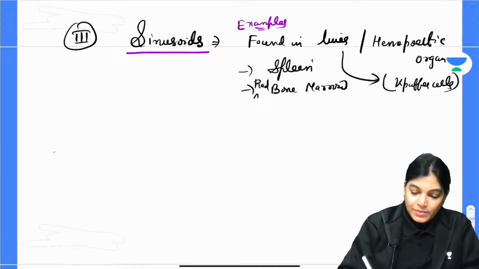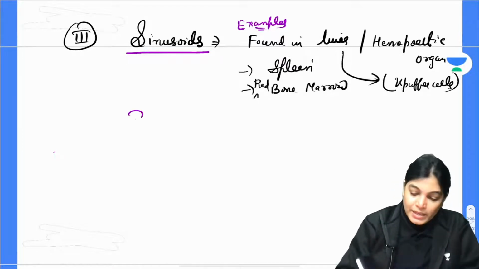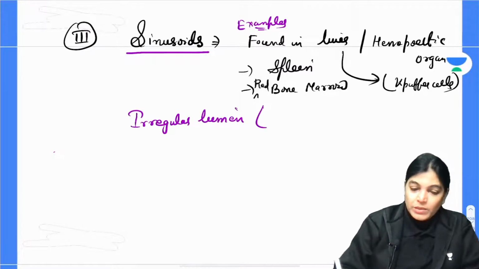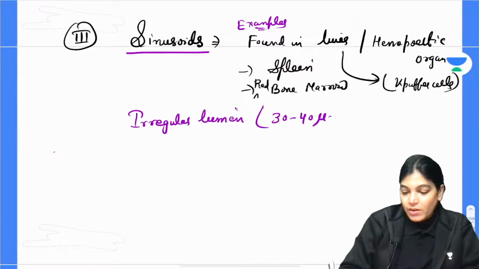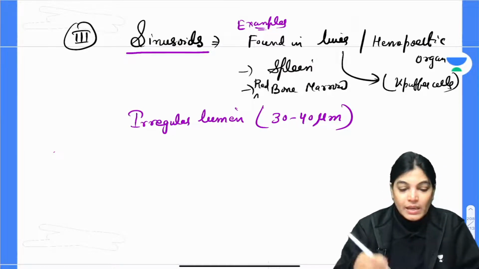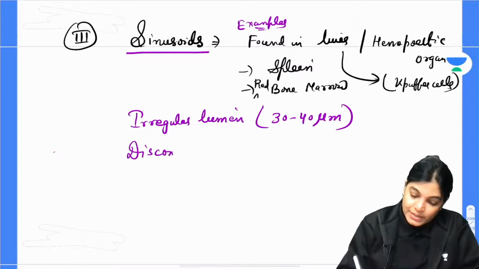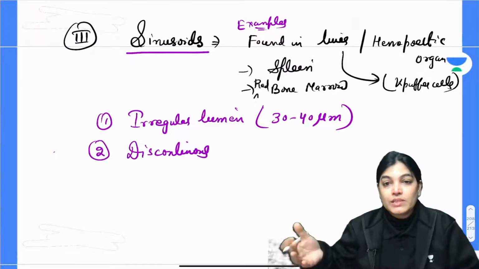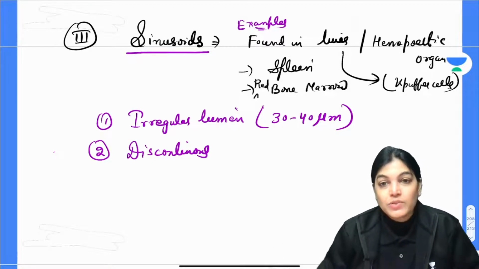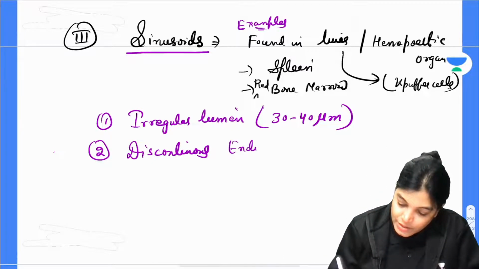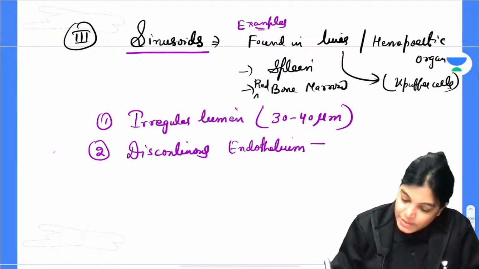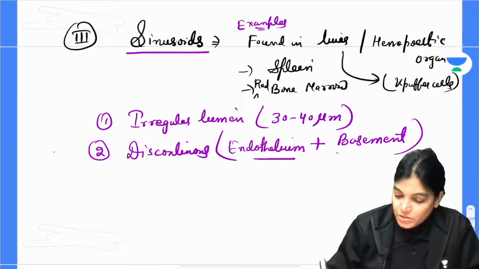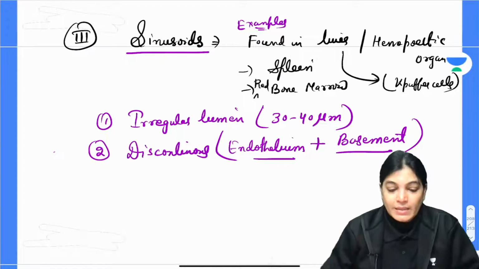It has an irregular lumen and is highly permeable. Irregular lumens are approximately 30 to 40 micrometers in dimension. Another important point to note down is that it has discontinuous endothelium along with a discontinuous basement membrane. We know that endothelium rests on the basement membrane, so both endothelium and basement membrane are discontinuous.